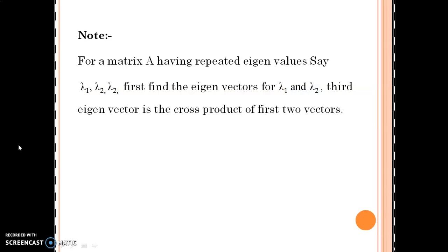Here take a note that for a matrix A having repeated eigenvalues like lambda 1, lambda 2, lambda 2, the first two eigenvectors for lambda 1 and lambda 2 will be calculated by our usual method, whereas the third eigenvector is obtained by taking the cross product of the first two eigenvectors.